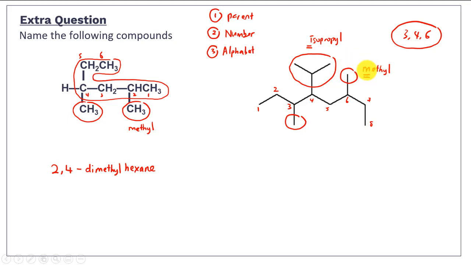So for the full name, isopropyl is at carbon number 4, so I start off with 4-isopropyl. And then I have the substituent methyl group, which comes next. I have 2 positions with 2 methyl groups, so positions 3 and 6. For 2 methyl groups, we have di, the prefix. So dimethyl. And finally, your parent with 8 carbons, which is octane. So the name becomes 4-isopropyl-3,6-dimethyloctane.